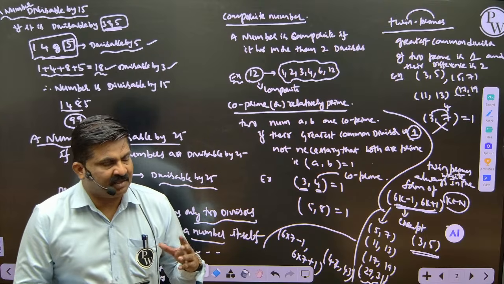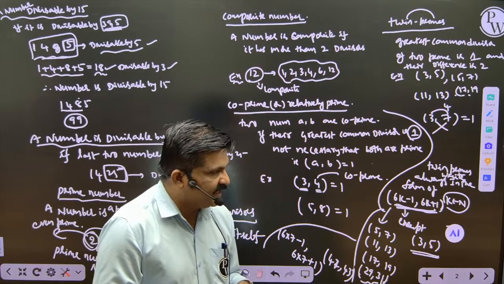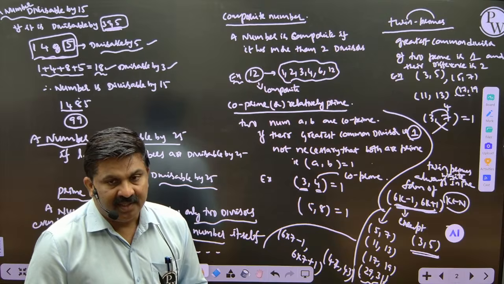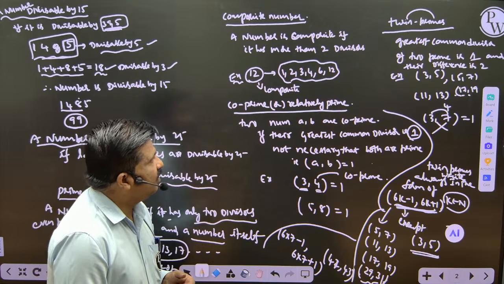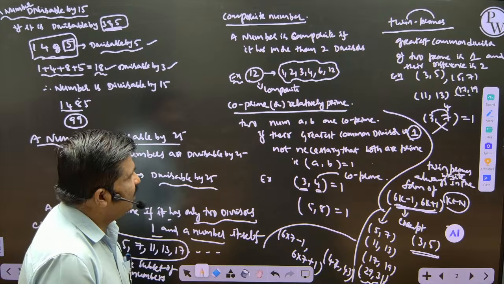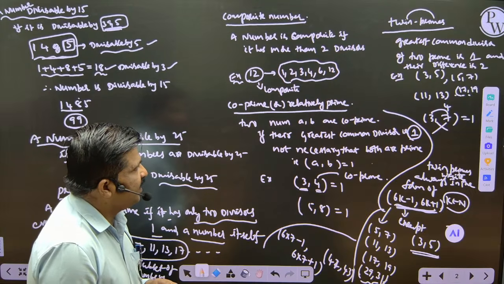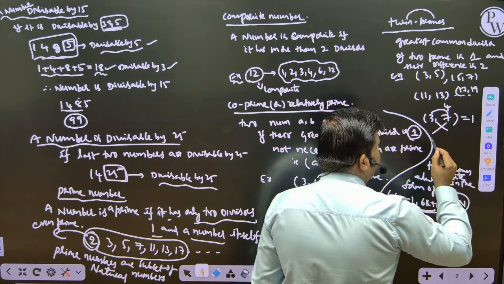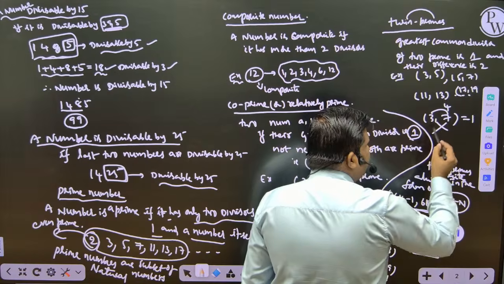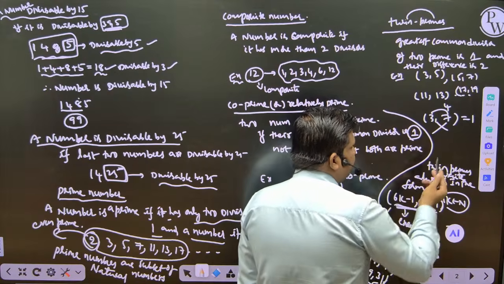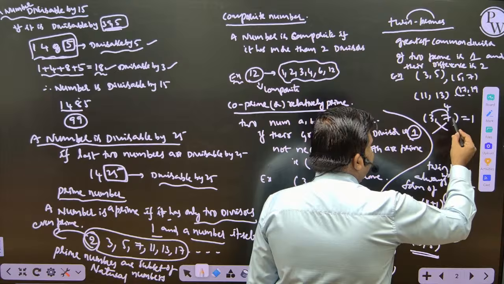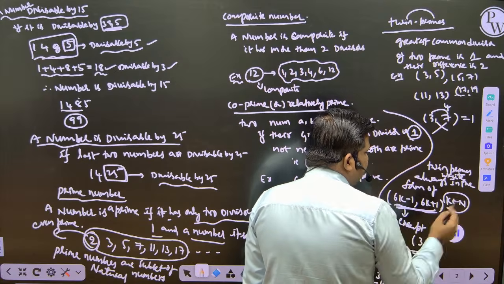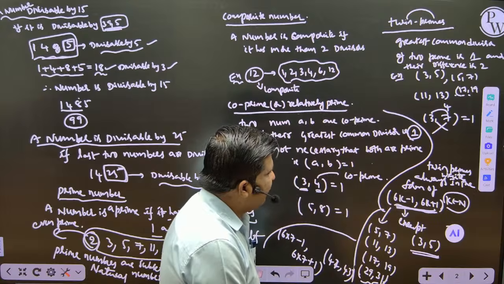Two prime numbers are said to be twin primes if their greatest common divisor is obviously 1, and the difference should be 2. So 3 comma 5, 5 comma 7, 11 comma 13, 17 comma 19, these all are twin primes. But this 3 comma 7 is not a twin prime, since the difference is 4.